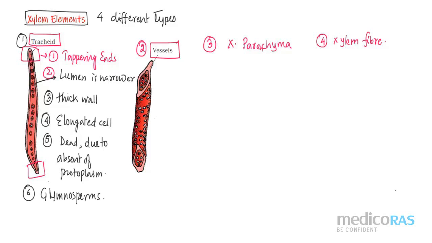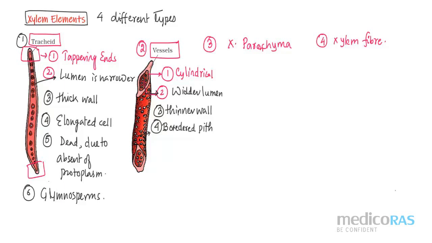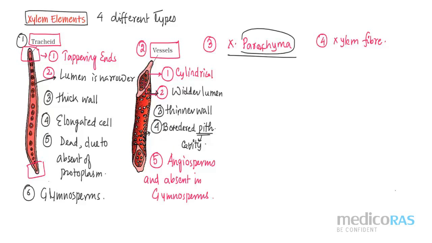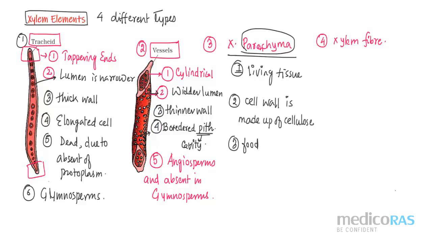In the vessels, as you can see, it is cylindrical. Its lumen is wider as the wall is thinner as compared to tracheids. It has some bordered pits, which are something like cavities. Vessel is a characteristic feature of angiosperm and absent in gymnosperm. Xylem parenchyma, as the word indicates, is living tissue. Therefore, the cell wall is made up of cellulose. It can store food such as oil and starch, and chemicals like tannin.